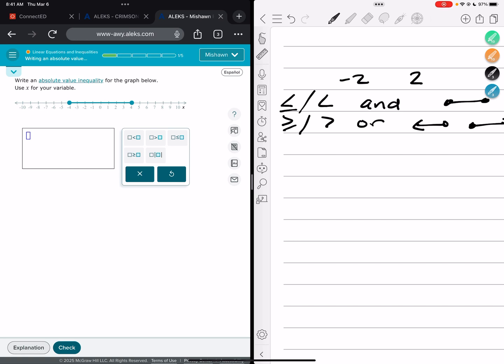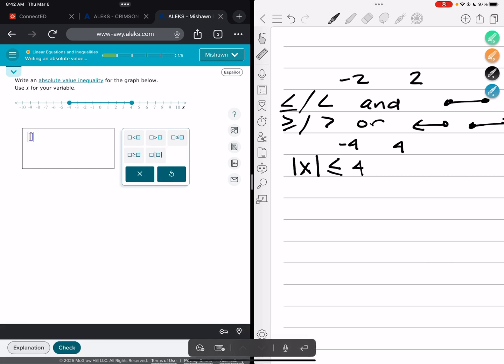We can see in this case that once again we do have an and statement because everything's in between the dots. So I know it's absolute value of x. My dots are closed, so that means I know I have less than or equal to. And then when I'm looking at this, I can see that I have -4 and +4. So that means I have the same number. So I just write the number 4 because we always write the positive number. So I go absolute value of x is less than or equal to 4, which we can check.